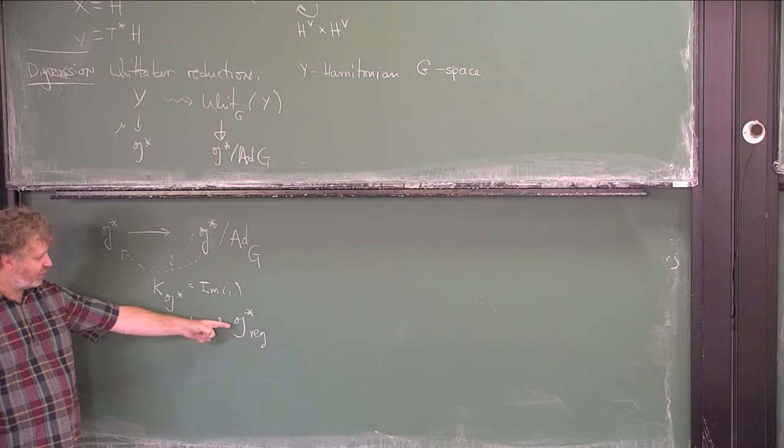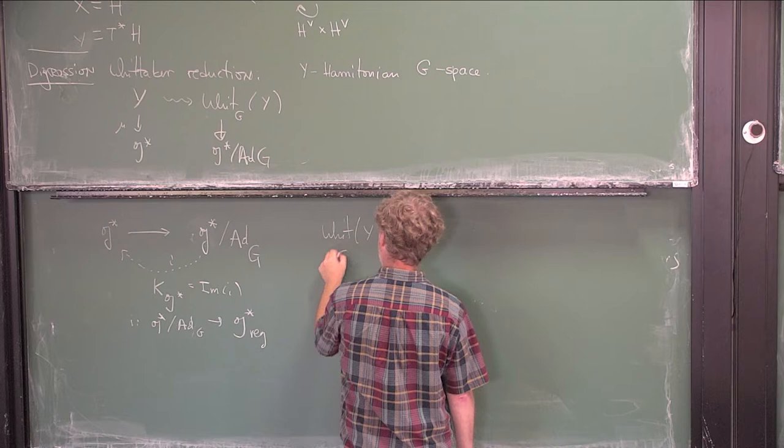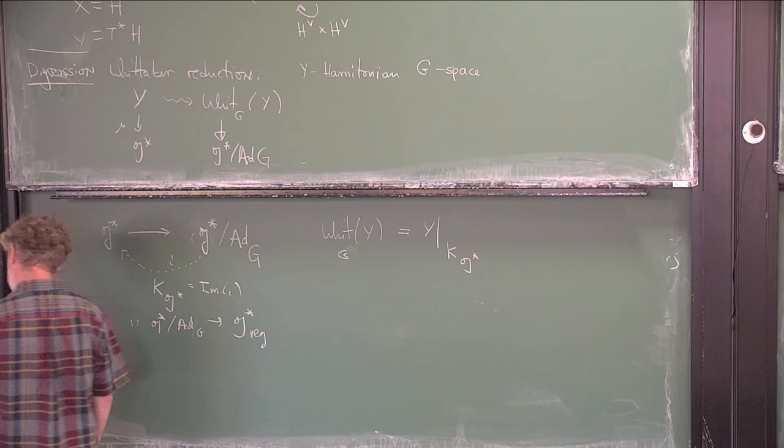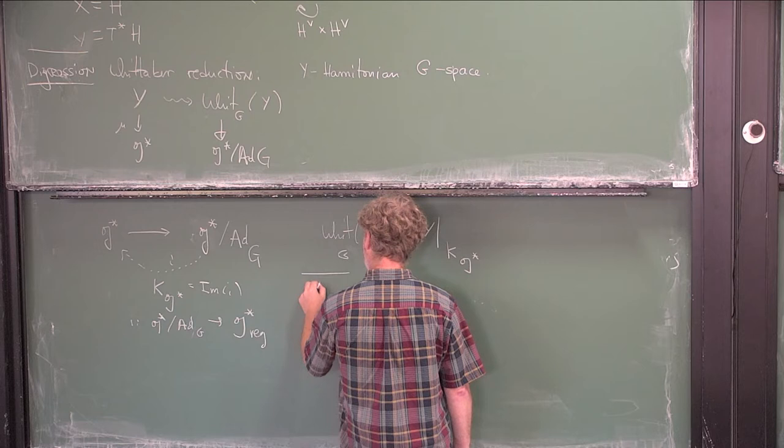And so then this Whittaker reduction of Y is just Y restricted to the Kostant section. That's definition number one. Another definition, which is equivalent, though the fact that they're equivalent is actually a theorem, is the following. Suppose that U inside G is a maximal unipotent subgroup.